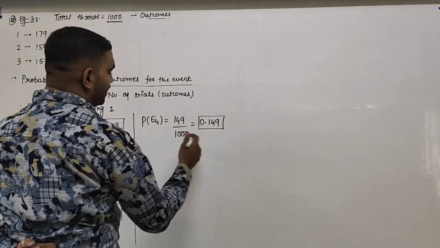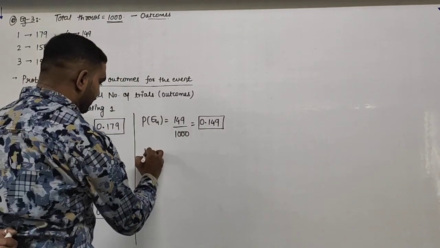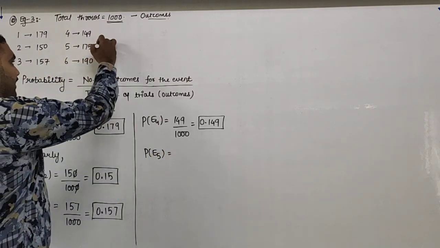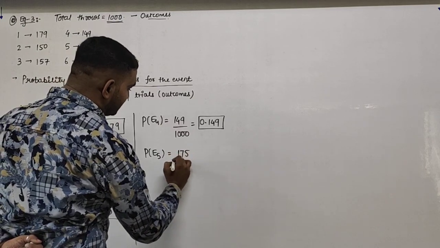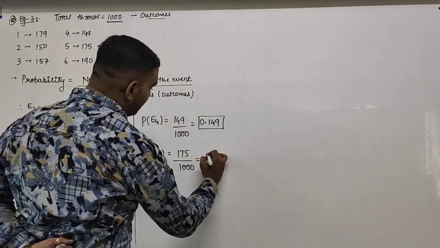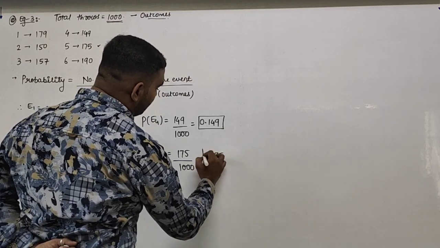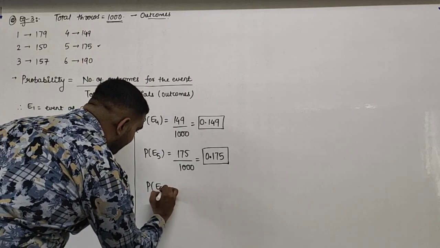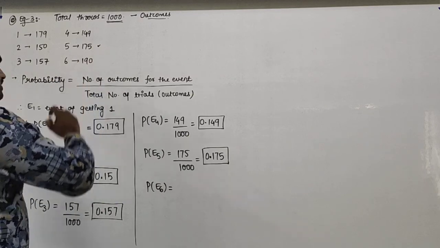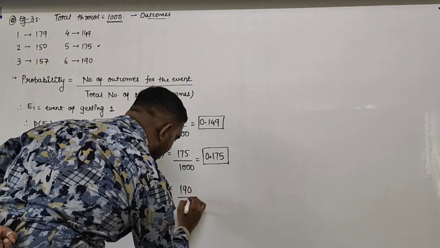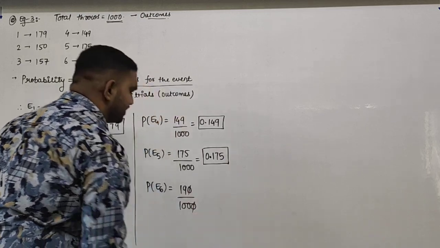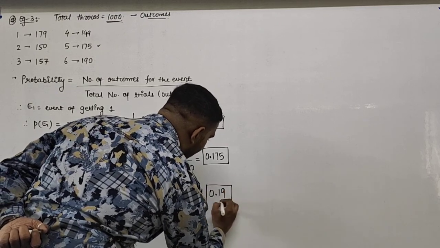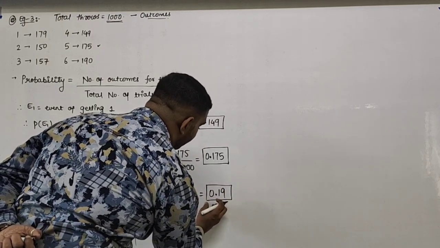Right? It is a simple computation, you do not have to do much calculation here. Similarly, I will get E5, the event of getting 5. How many times do I get 5? That is 175 times divided by 1000, the total outcomes. That gives me 0.175. And lastly, the probability of E6, that is the probability of getting 6. How many times do I get 6? That is 190 times divided by 1000. The 0 and 0 will be cancelled. That will be 0.19, and that is the final answer of getting 6.